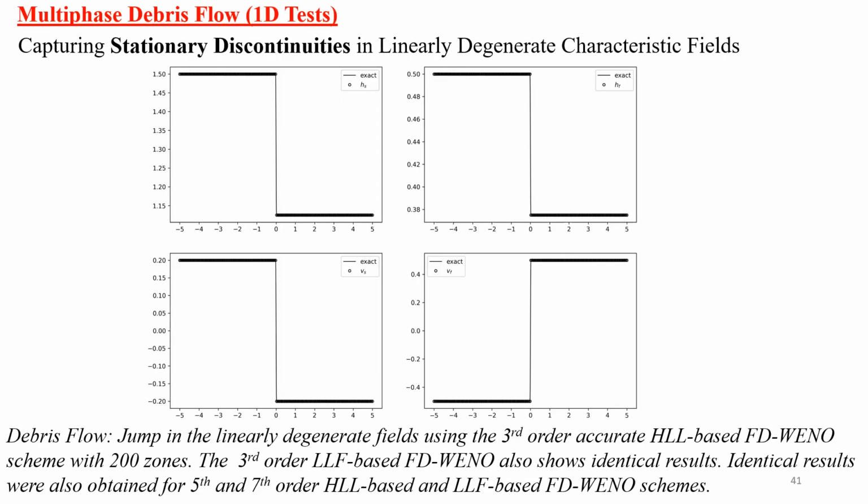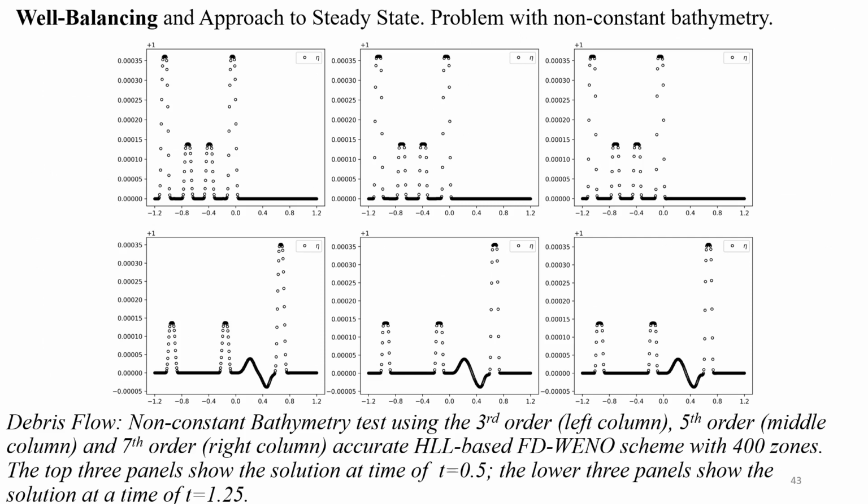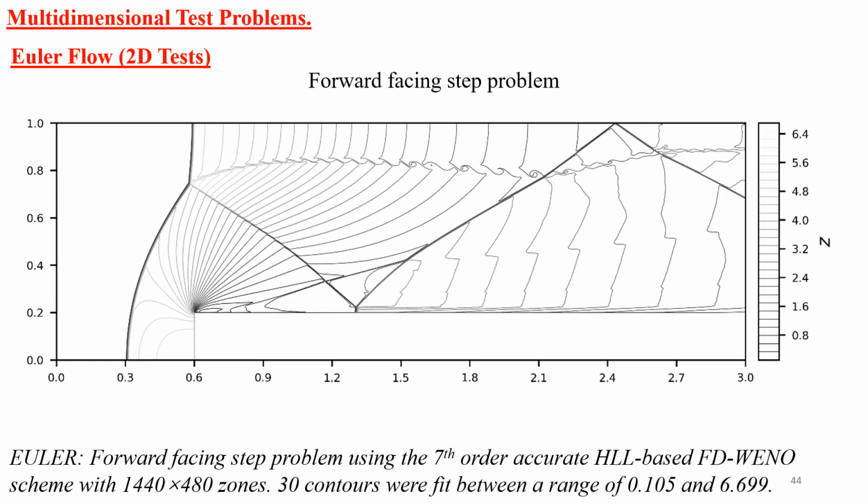With this, we can actually go ahead and do multi-phase debris flow. Again, we have a stationary discontinuity involving multiple linearly degenerate characteristic fields, and you can see that those discontinuities are properly preserved in all the flow variables of interest. So that is a good thing. We also have the ability to do multiple Riemann problems, and we also have the ability to obtain well-balanced solutions to various situations. So the left, middle, and right panels show the operation of third, fifth, and seventh order numerical methods. We can also do multidimensional test problems.